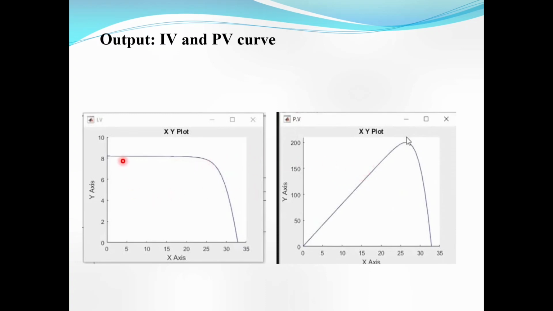As the voltage increases, the current also increases up to this point. This is called the MPPT, and after that the current starts to decrease as we increase the voltage, which is also called the saturation point. And this shows the graph of the PV array. This point is called the MPPT point, and after this point the graph decreases, which is called saturation.